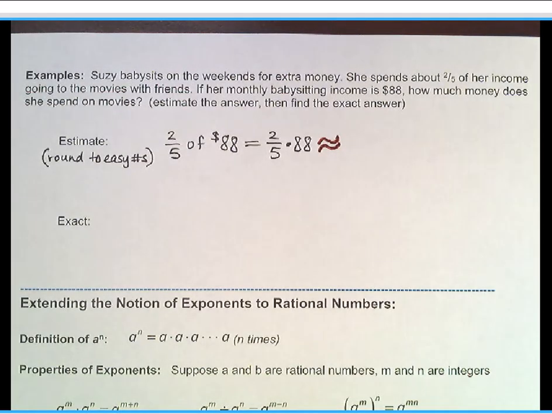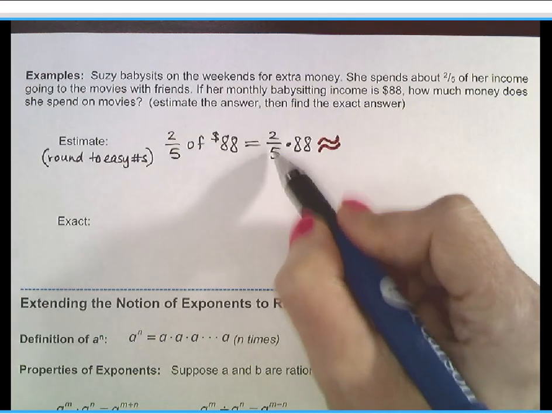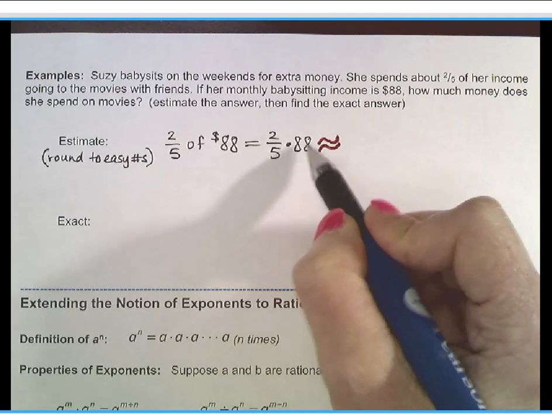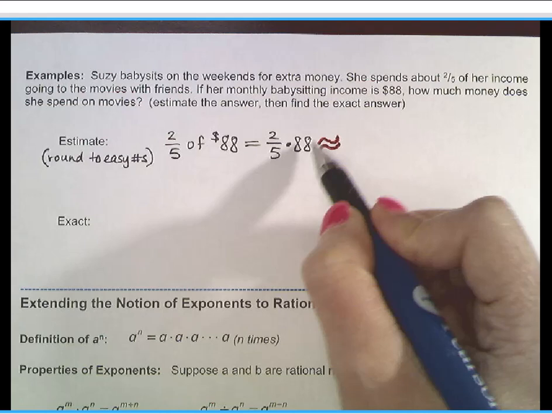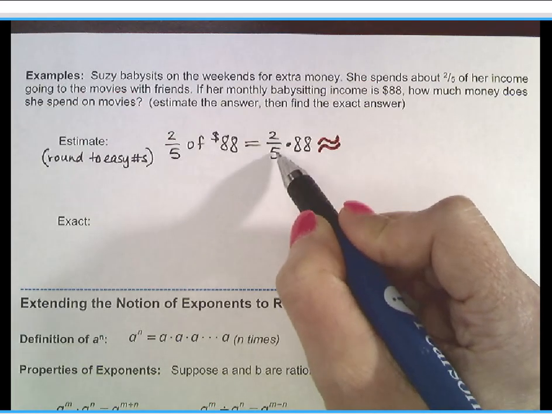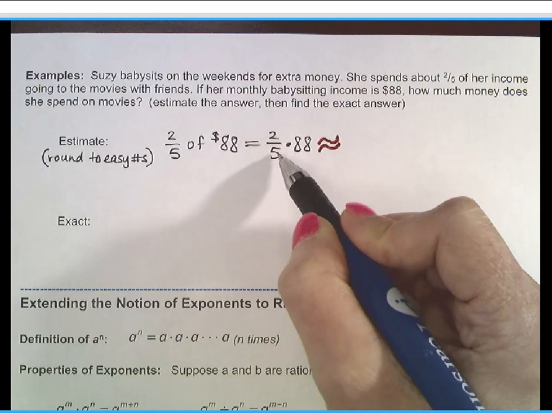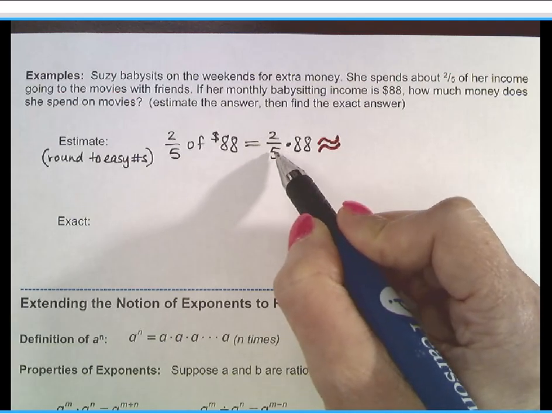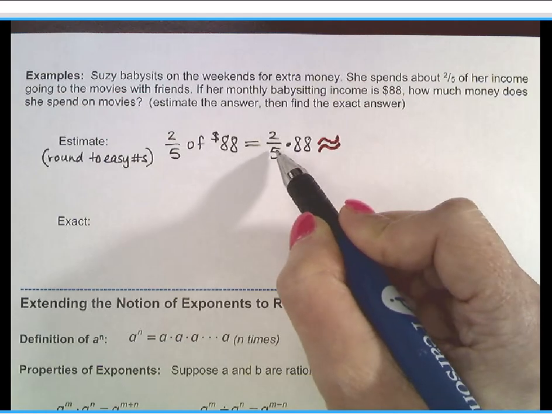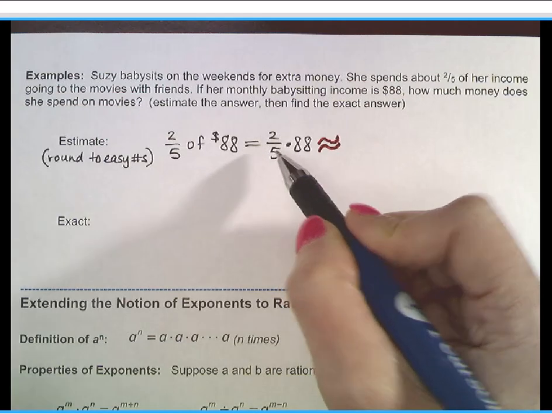How can we estimate that? Well, there's a couple ways you can do it. You can try to make the fraction easier by rounding it, or you can try to make the 88 easier by rounding it. Maybe you wanted to round 88 to 90, make that a nicer number. 2/5, that's pretty close to a half. Half of 5 is 2.5. So 2.5 would be a half. So 2/5 is pretty close to that.